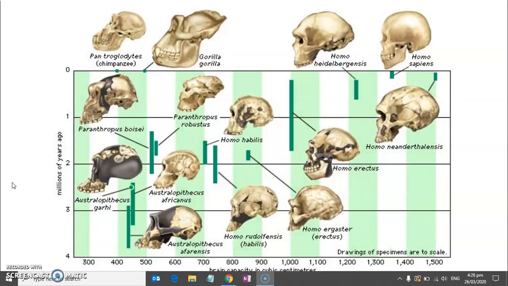Hopefully you recognize what the length of the lines represents. If you don't, pause and think about it. The length of the lines, we're looking at how long that species existed. So where it, what's the word I'm looking for? Where it came into existence, where it evolved, and then where it went extinct.